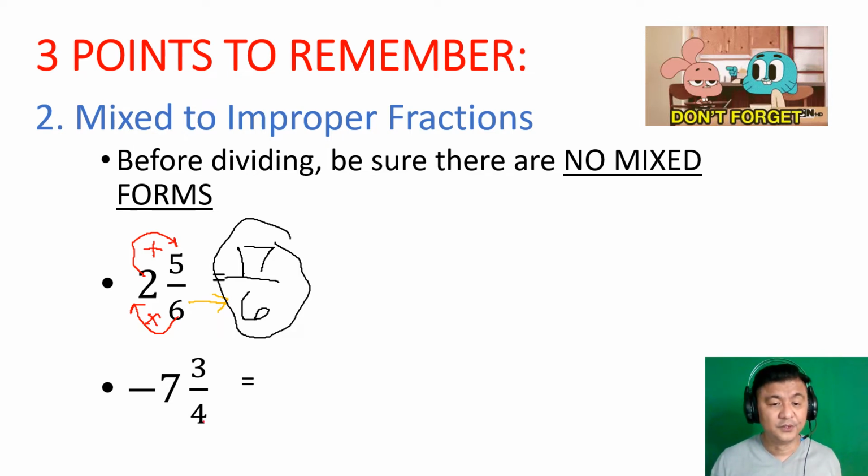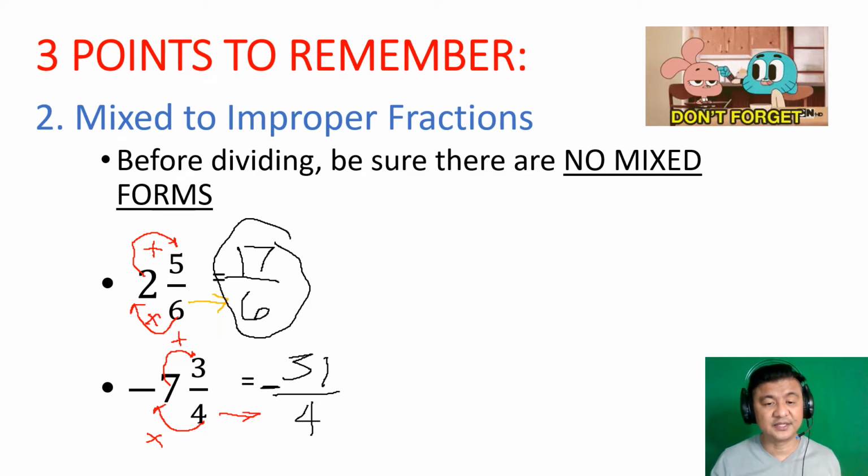Okay, here we go. 4 times 7 is a 28. Put 28 in your mind. 28 plus 3 is a 31. So you put 31 on top over what? Same denominator. I write down my 4. But remember, you have a negative there. That negative is still there. All right? Okay, good job.